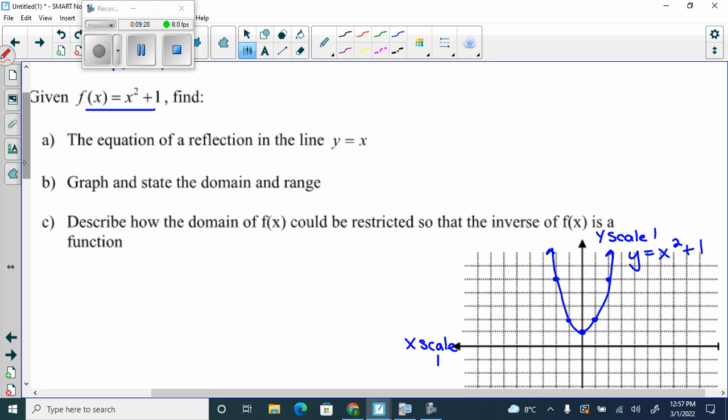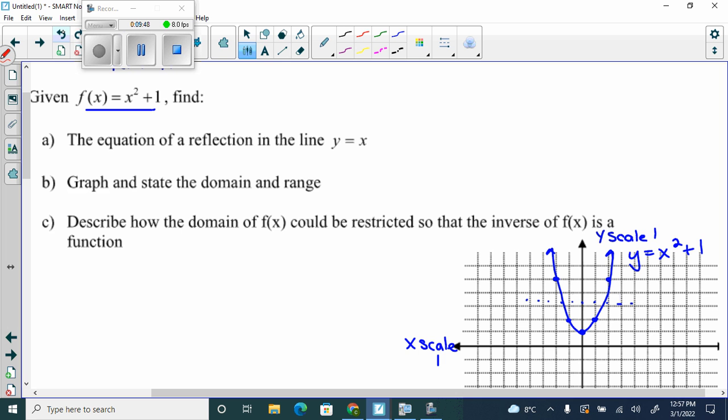Can you tell me how I would check and see if my inverse is a function? Draw a horizontal line through it. So I draw a horizontal line through it, and what happens? It doesn't pass. So the original doesn't pass the horizontal line test, so what can you tell me about the inverse? It's not a function.